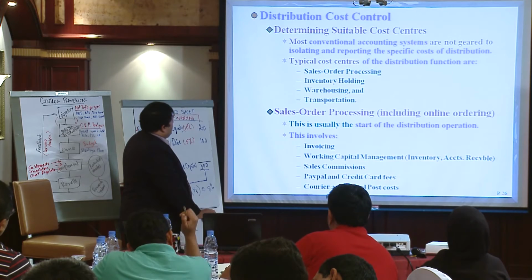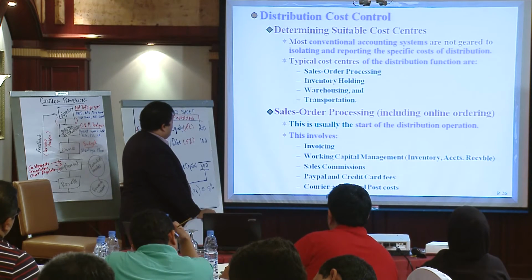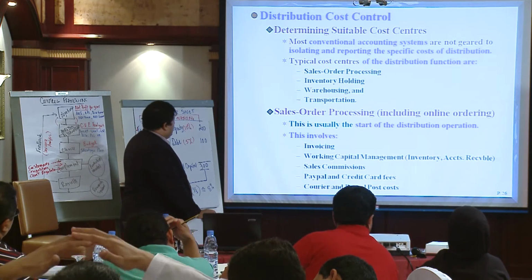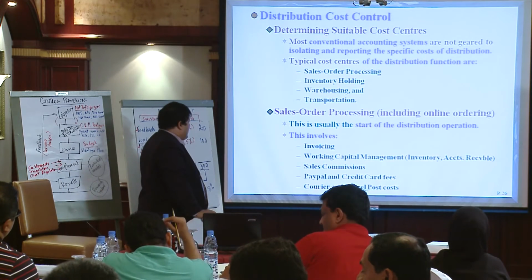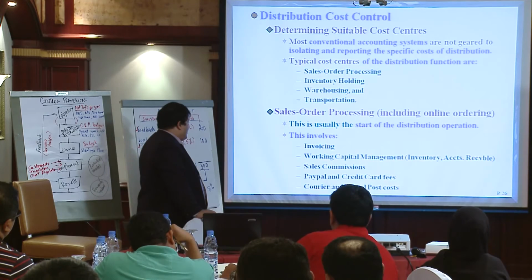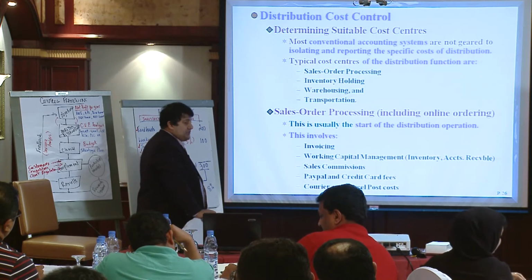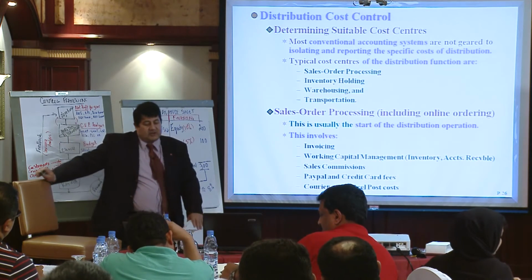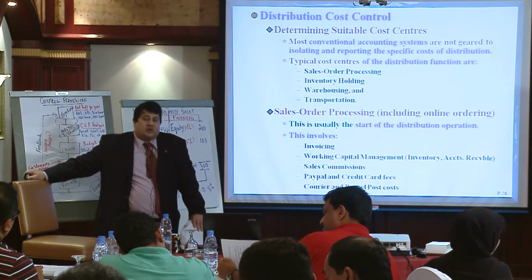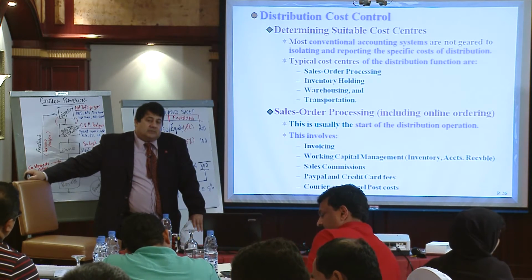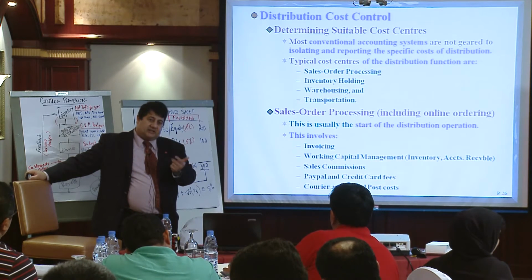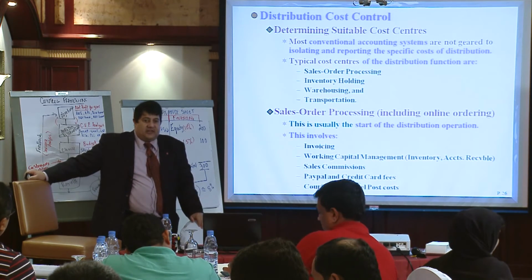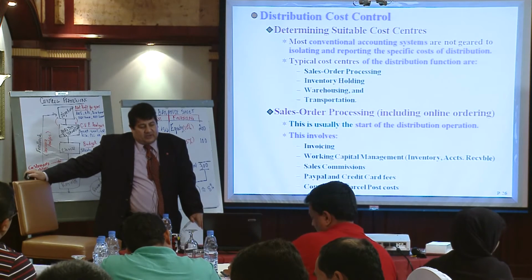Most conventional accounting systems are not geared to isolating and reporting specific costs of distribution. Typical cost centers of the distribution function are sales order processing, inventory holding, warehousing, and transportation. So your chart of accounts should have those, just like you had in quality: training, appraisal, internal failure, external failure. You have these over here.